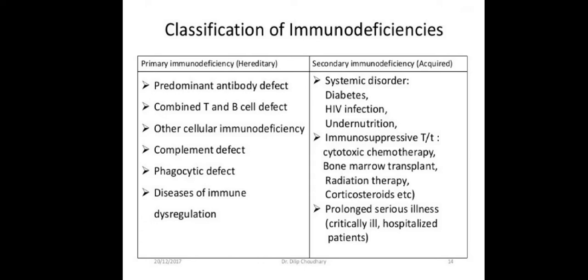So to classify immune deficiency: primary and secondary. Primary is hereditary, secondary is acquired. Primary can be either a B cell defect, that is antibody defect, or T cell defect, or cellular immune deficiency, or a combination of both T and B cell. It can be a complement defect, phagocyte defect, or disease of immune dysregulation. Secondary disorders are more common, like diabetes, HIV, undernutrition, cancer chemotherapy, steroid therapy, and prolonged illness. Critically ill patients will be having secondary immune deficiency.